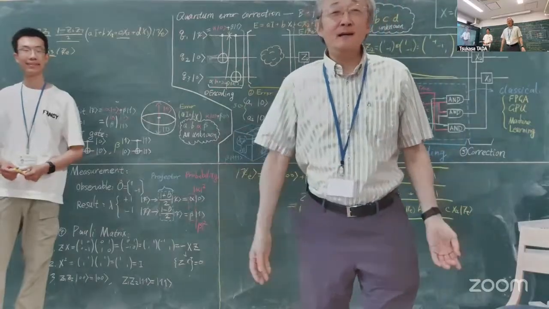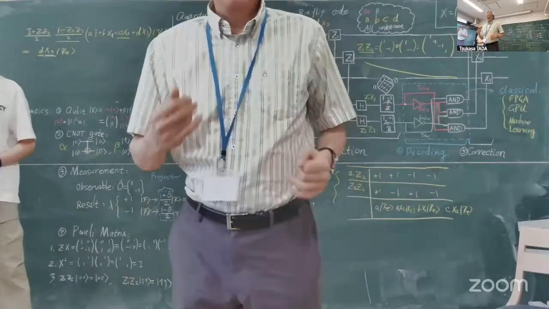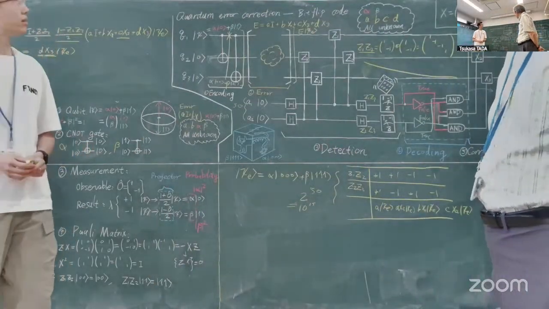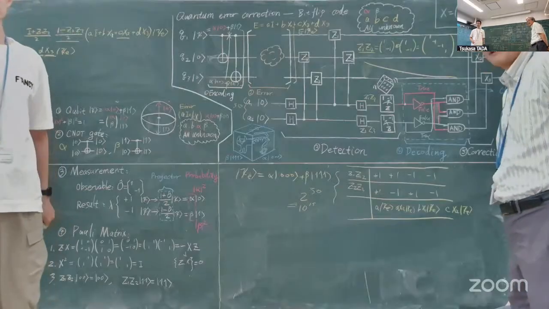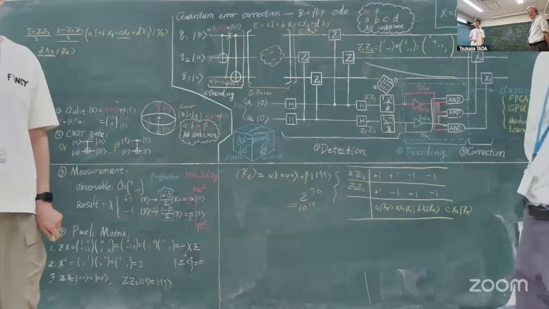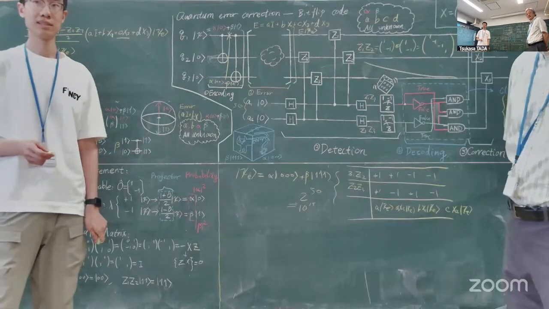I'd like to welcome questions from non-experts. Yeah. Thank you very much for that talk. So you assume that this error is written in that form, the linear combination of those X's. Yes. But in general, this can be arbitrary unitaries. Yeah. And in those general cases, how would you treat those errors?